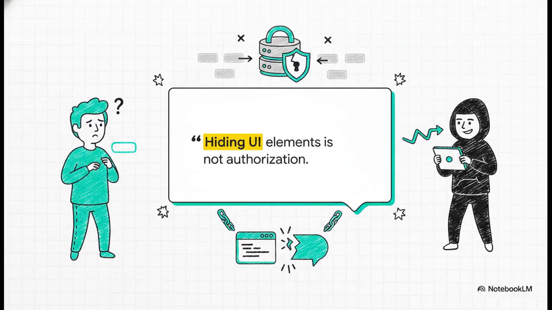Hiding UI elements is not authorization, it's a UX choice. It is so easy to assume that if you just hide the admin button in the navbar from regular users, those users can't access admin features. But attackers, they bypass the front end entirely. They use tools like Postman or Burp Suite to call your APIs directly. If your backend server isn't validating AuthZ on every request, hiding that button provides absolutely zero real protection.